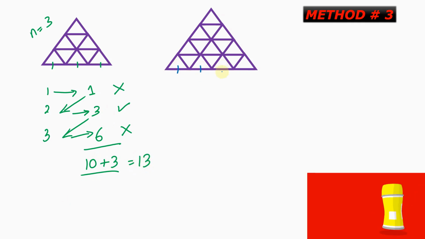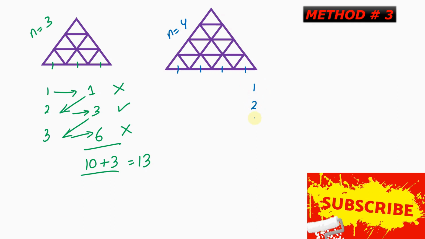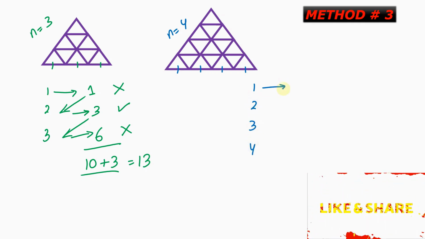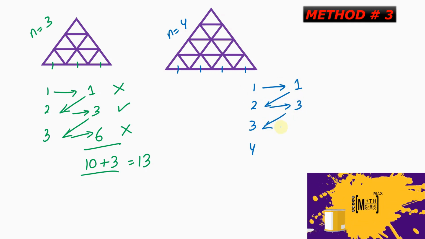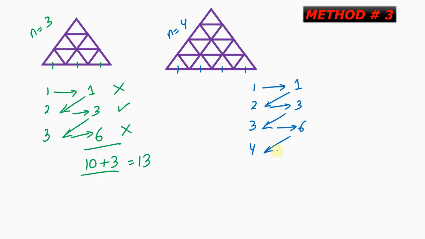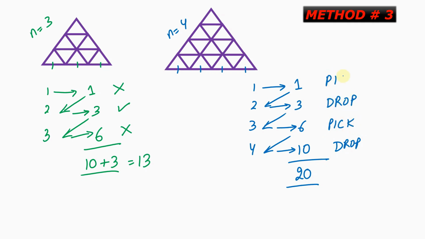Similarly, for n equals 4, simply write down 1, 2, 3, 4. Write 1 over here. 1 plus 2 will give us 3. 3 plus 3 will give us 6. 6 plus 4 will give us 10. You add all these values, we get 20. And then again, the drop, pick, drop, and pick method. Then you add these numbers, that is 6 and the number 1. So plus 6 plus 1, and hence we get our answer as 27.